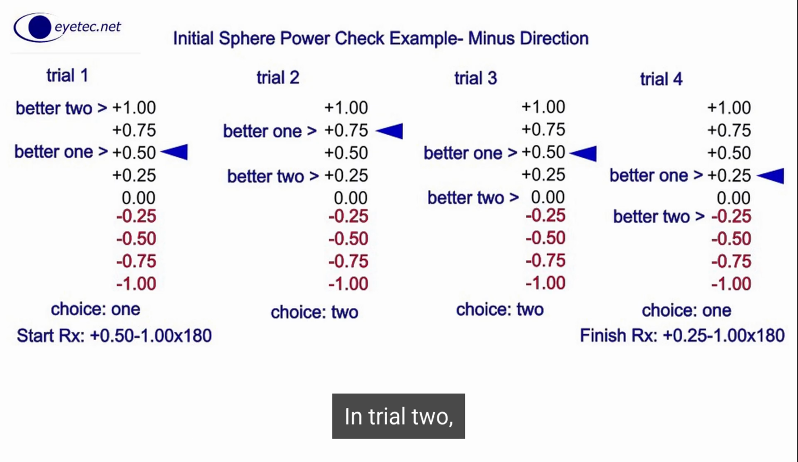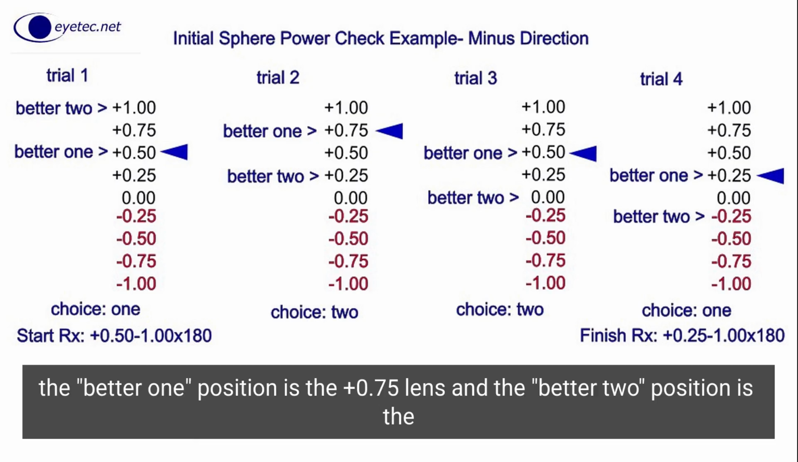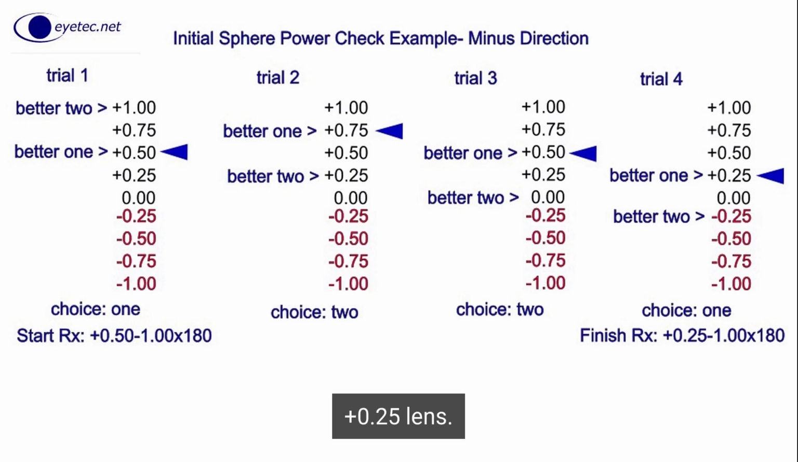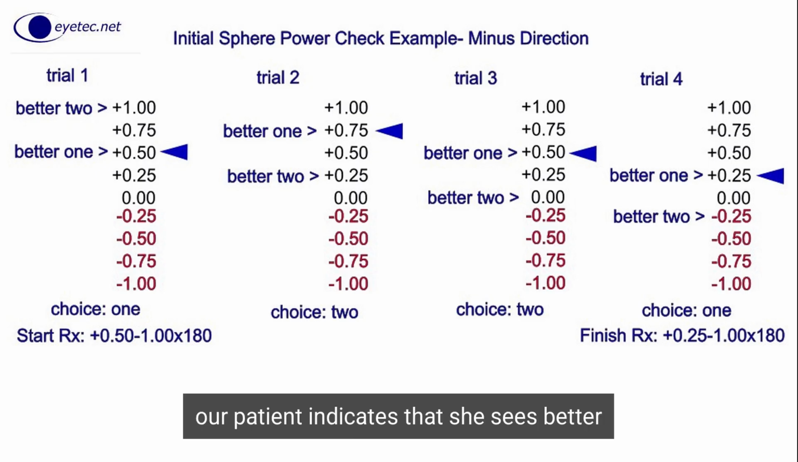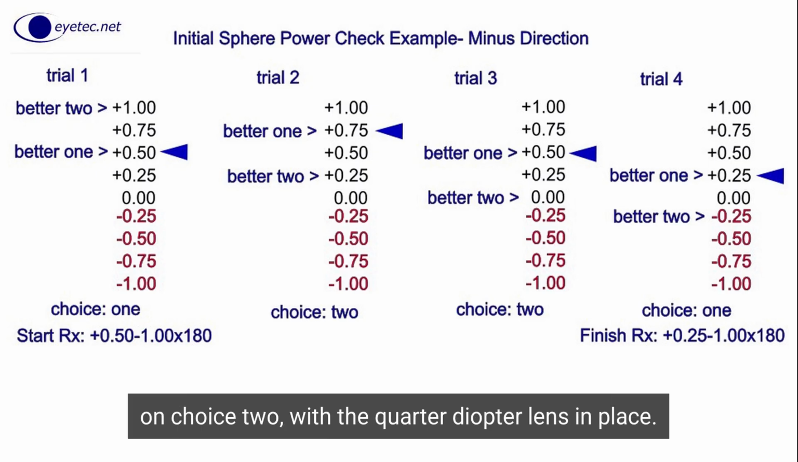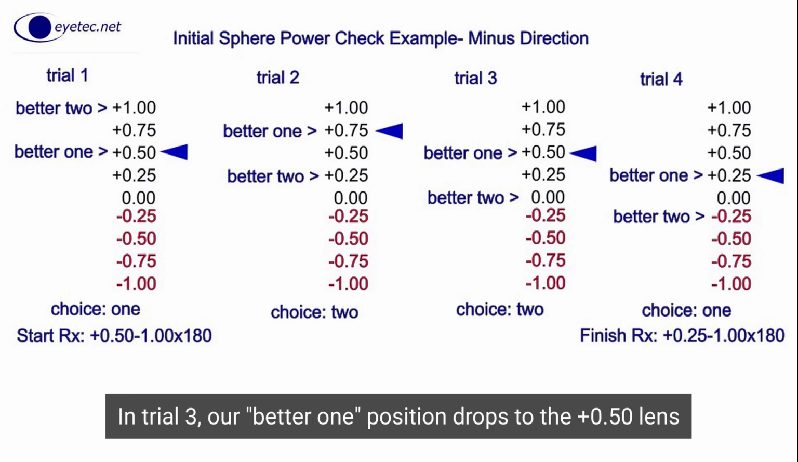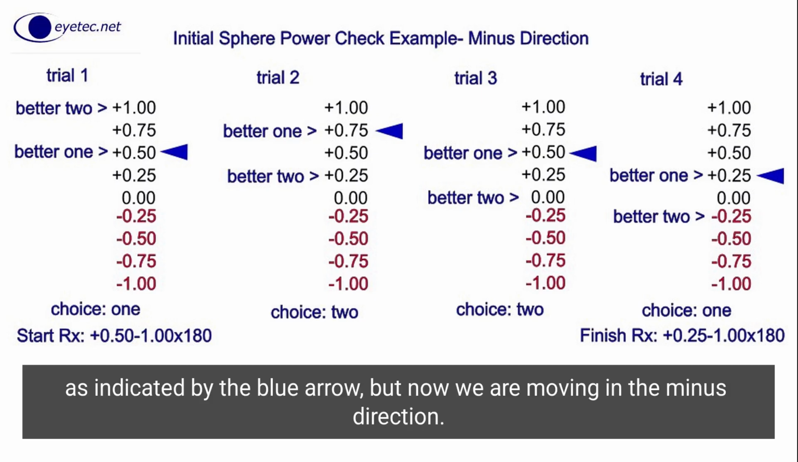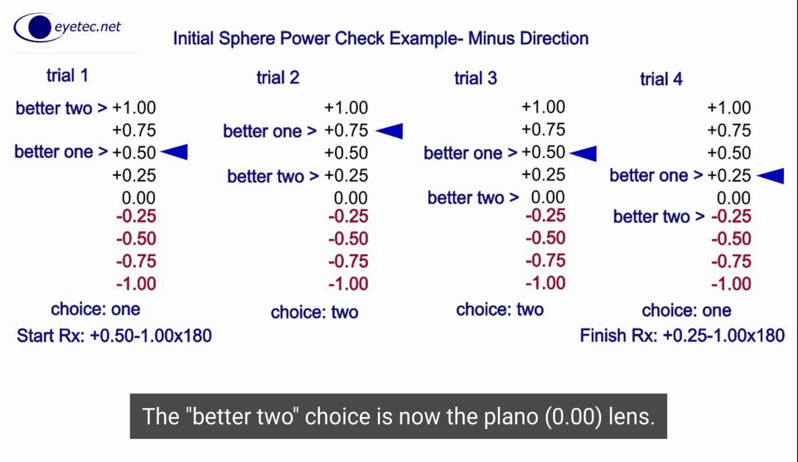In trial 2, the better 1 position is the plus 75 lens and the better 2 position is the plus 25 lens. In trial 2, our patient indicates that she sees better on choice 2, with the quarter diopter lens in place. In trial 3, our better 1 position drops to the plus 50 lens as indicated by the blue arrow, but now we are moving in the minus direction. The better 2 choice is now the plano lens.